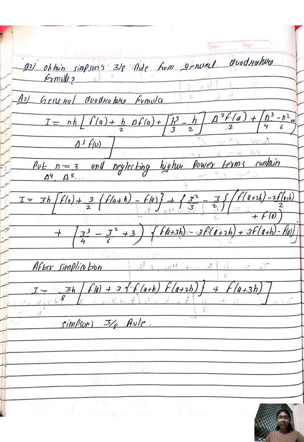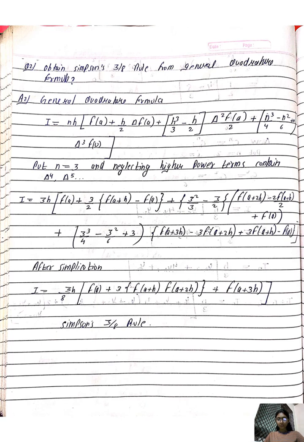I is equals to 3h f of a plus 3 by 2 f of a plus h minus f of a plus 3 square by 3 minus 3 by 2 into f of a plus 2h minus 2f of a plus h by 2 plus f of a. Now 3 cube divided by 4 minus 3 square by 6 plus 3 into f of a plus 3h minus 3f of a plus 2h plus 3f of a plus h minus f of a.